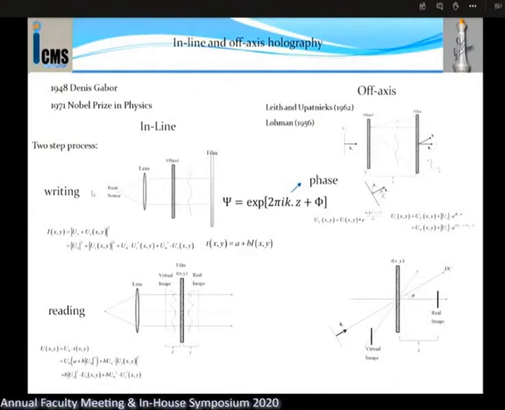It's a two-step process, writing and reading. Gabor's proposal was inline holography, and he had to abandon his method because he could not get rid of the twin image issue, until Leith and Upatnieks used a tilted beam illumination, which separated the DC component and the twin image components. Holography is a very well-established and widely used technique in many branches of science and technology.